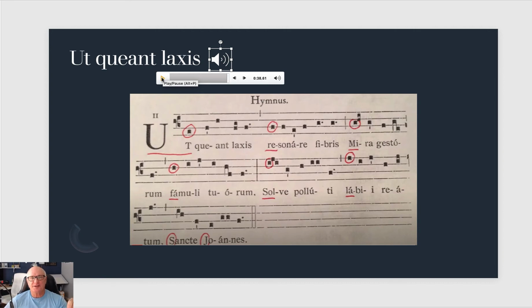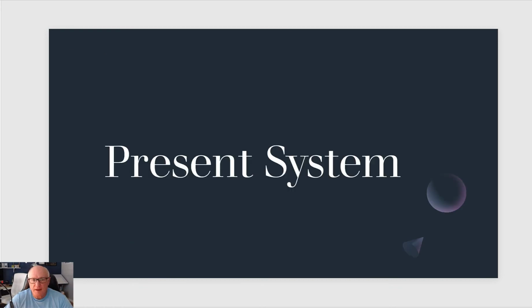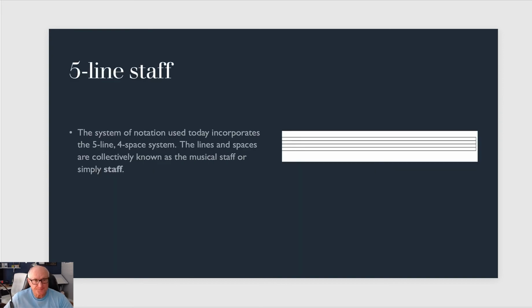You can just imagine as they were learning this piece or remembering it or singing it, they knew which neume corresponded with what finger and what part of the hand. And that brings us to the present system, the 5-line staff. This system of notation used today incorporates the 5 lines 4 spaces system. The lines and spaces are collectively known as the musical staff or simply staff. Sometimes when plural, they're staves.